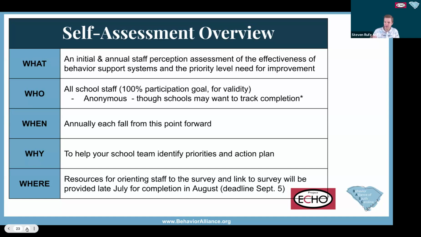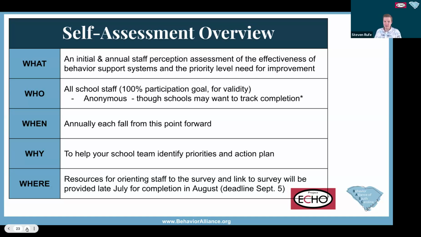I'll talk about the asterisk of that a little bit later, but the goal is to have every single staff member, not just teachers: paraprofessionals, folks who monitor the cafeteria, folks who work in the office, anybody who drives a bus for the school. Literally anybody who works or interacts with students should have the ability to provide feedback on the tier one behavior support systems within the school. So when we say all staff, we literally mean all staff.